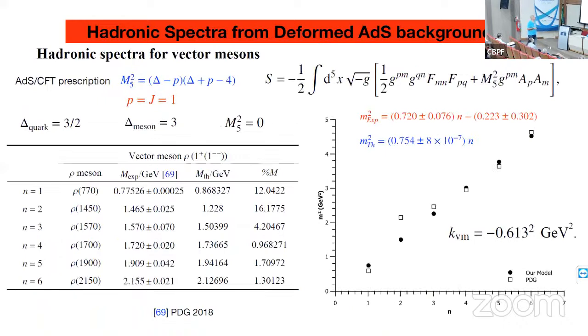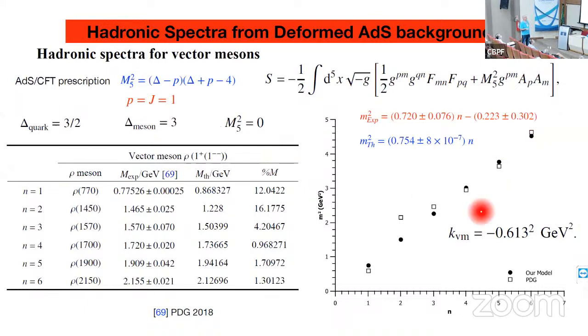This is also the case for vector mesons. We also start with this AdS prescription. In this case, the spin is equal to 1, so we have a 1-form. Also, the quark has dimension 3/2, and again the meson has dimension 3. Because of the form here, the 5-dimensional mass M5 is 0. So this will modify the analysis.